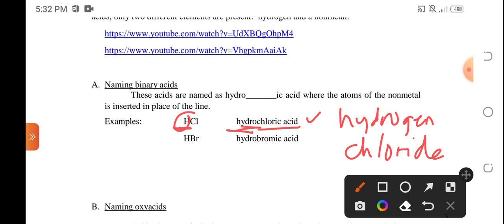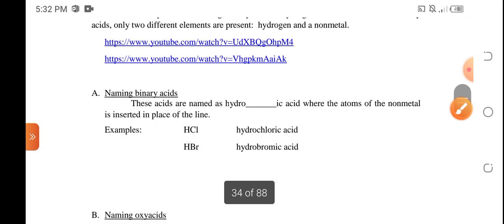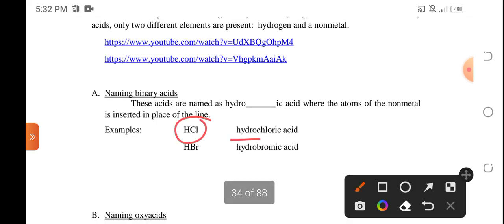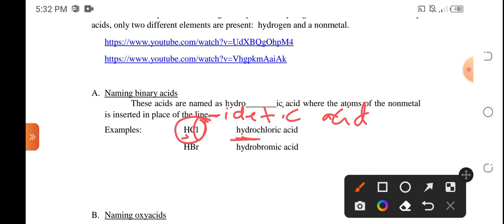Kapag binary, ibig sabihin dalawang element lang yan. So it should always start with hydro. Okay? And then the name of the anion, remove the IDE, replace it with IC plus the word acid. Okay, so that is hydrochloric acid.